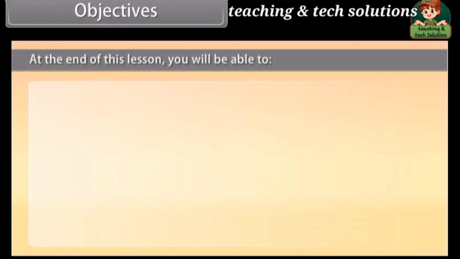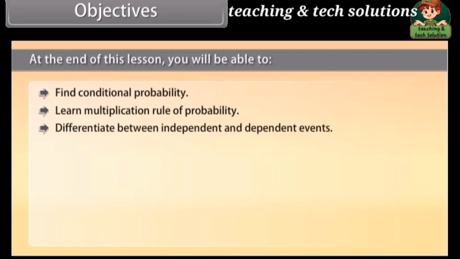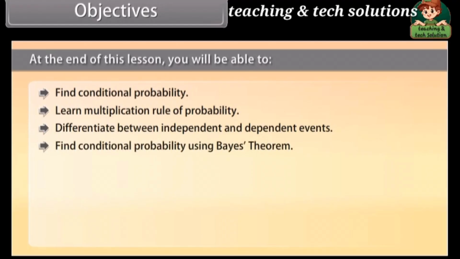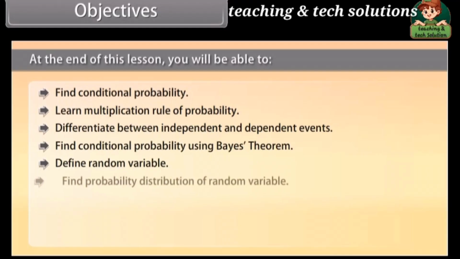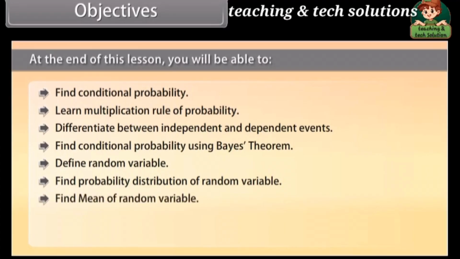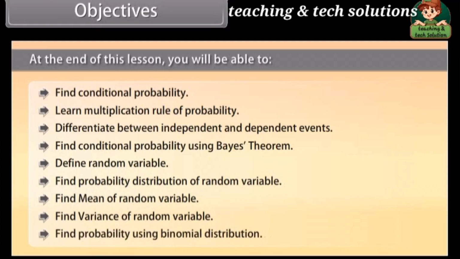Objectives. At the end of this lesson, you will be able to find conditional probability, learn the multiplication rule of probability, differentiate between independent and dependent events, find conditional probability using Bayes' theorem, define random variable, find probability distribution of random variable, find mean of random variable, find variance of random variable, find probability using binomial distribution.